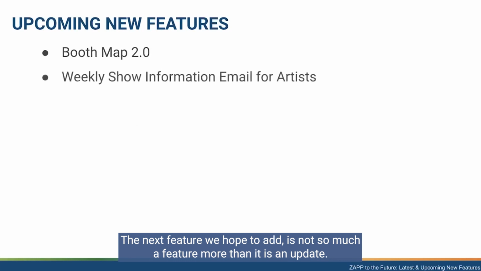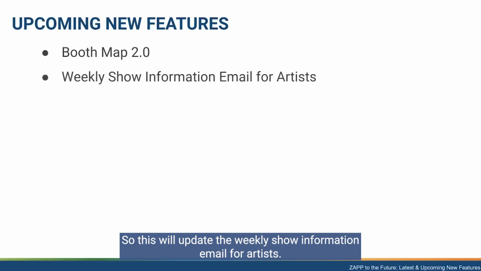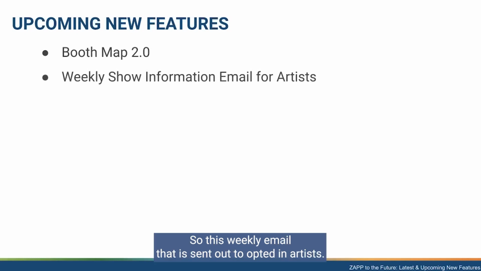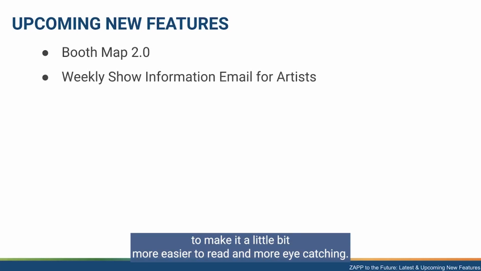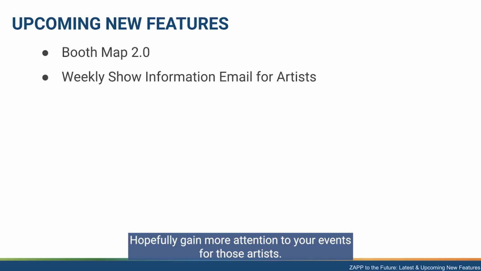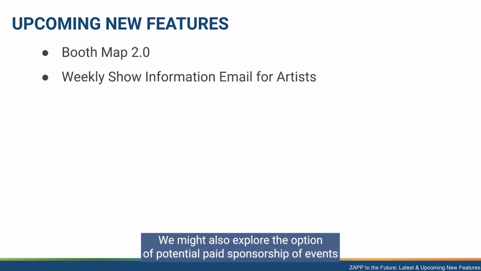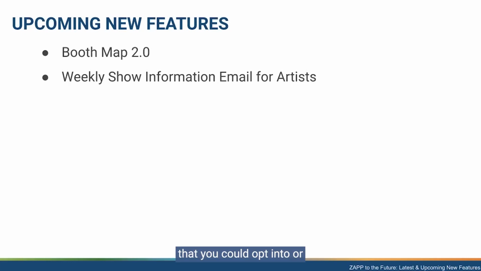The next feature we hope to add, it's not so much a feature more than it is an update. So this would update the weekly show information email for artists. This weekly email is sent out to opted-in artists and includes newly added events and upcoming deadlines. We would update the design of the email to make it easier to read and more eye-catching, hopefully gaining more attention to your events for those artists. We might also explore the option of potential paid sponsorship of events that you could opt into, or have your event featured on those weekly emails a little bit more.